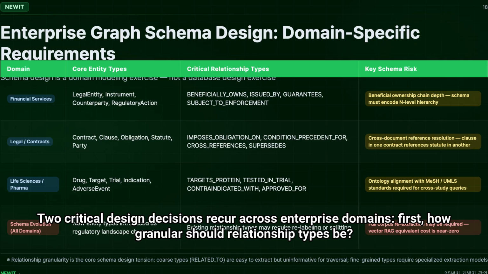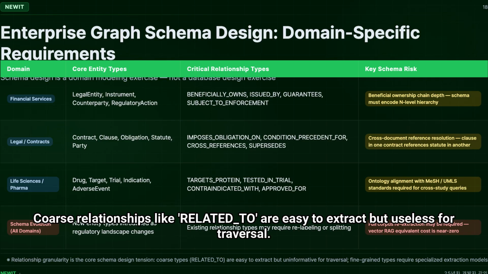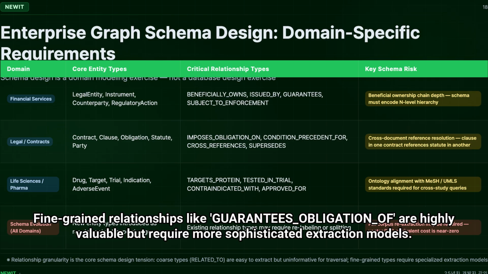Two critical design decisions recur across enterprise domains. First, how granular should relationship types be? Coarse relationships like "related to" are easy to extract but useless for traversal. Fine-grained relationships like "guarantees" or "obligation of" are highly valuable but require more sophisticated extraction models.